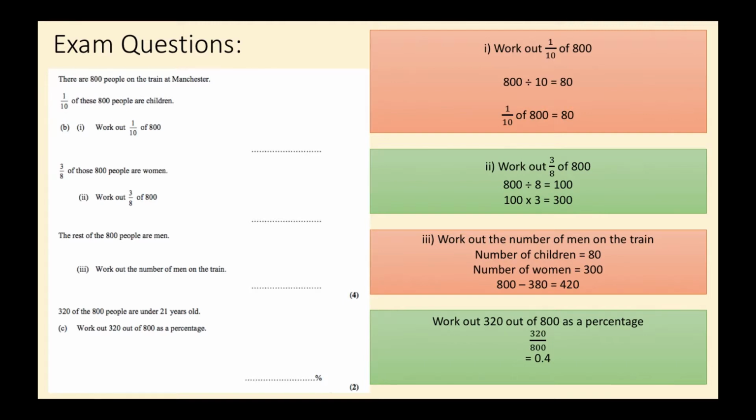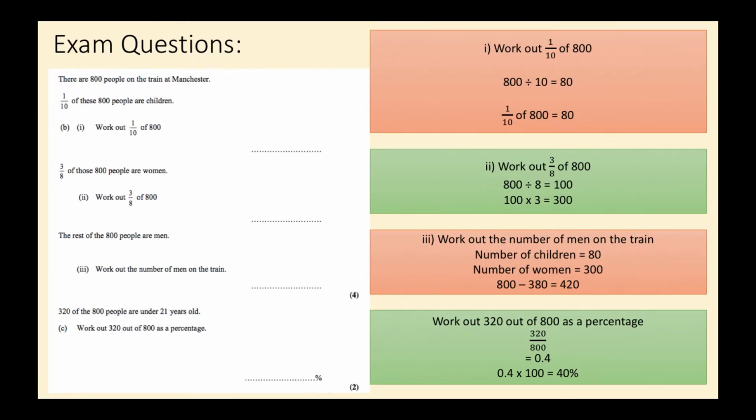Now it depends on the question paper. If it's a calculator paper, all you need to do is take your 320 and divide it, this line here means divide, by 800 on your calculator, and you'll be given this. And by now you should definitely know what 0.4 is as a percentage. It's 40%. We just times it by 100.